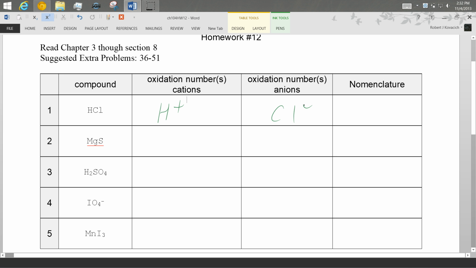You could have also said halogens are -1 unless they're with another halogen or oxygen, and this is not another halogen or oxygen, so then we could have said the chlorine's -1, which would force the hydrogen to be a +1. And then the nomenclature for it? Hydrochloric acid. Why is it hydrochloric? There's no oxygen. Hydrochloric acid.